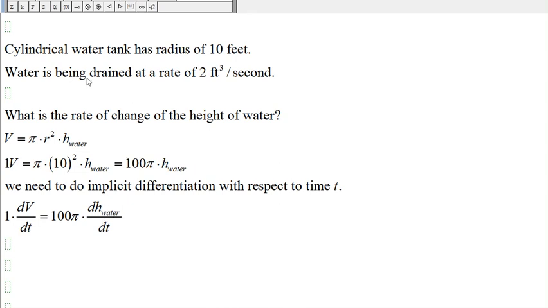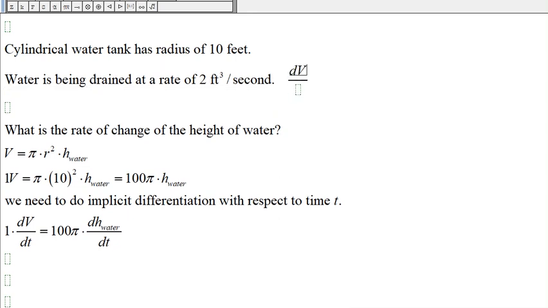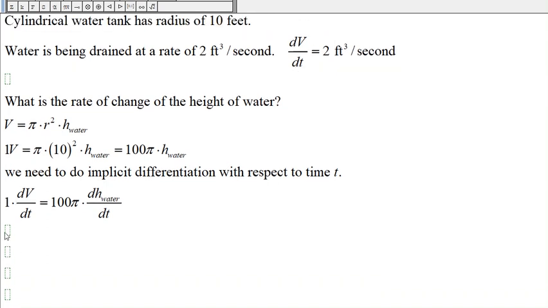Now we're given that the volume of the water is being drained at a rate of 2 cubic feet per second. So this is dV/dt right here. The rate of change of the volume of the water is 2 cubic feet per second. And so right here, dV/dt is 2, and 1 times 2 is 2, which is equal to 100 pi times this. And then divide both sides by 100 pi.